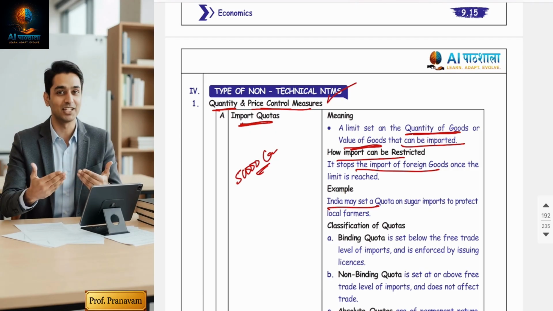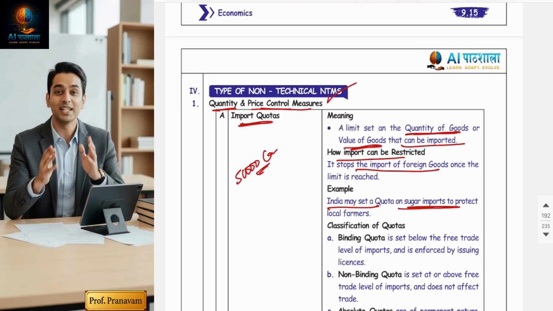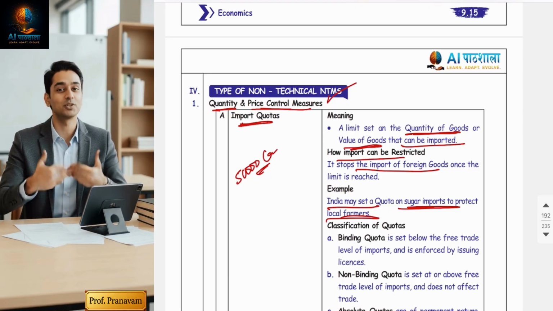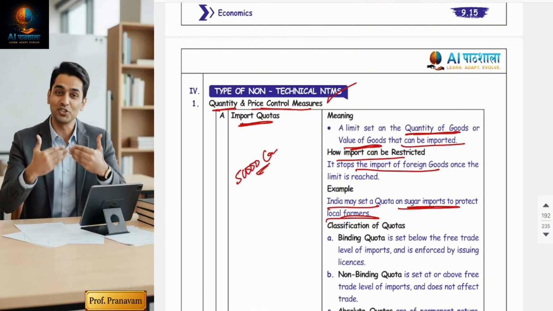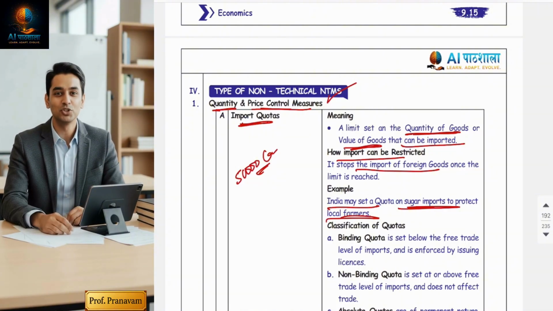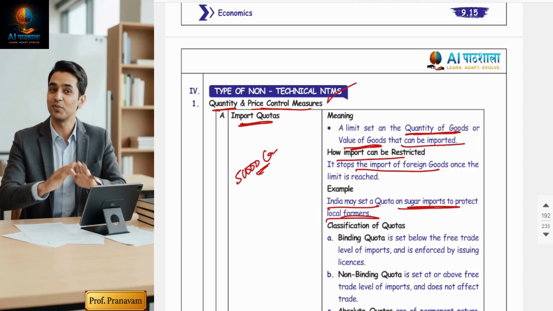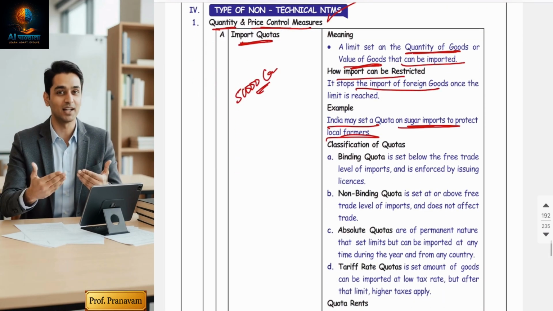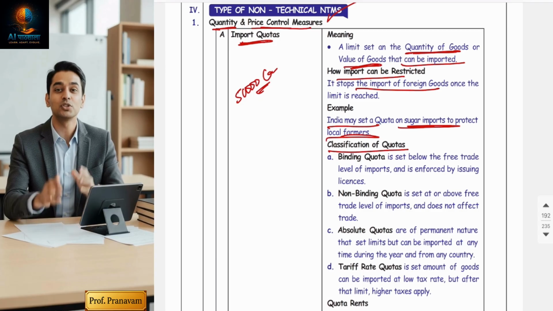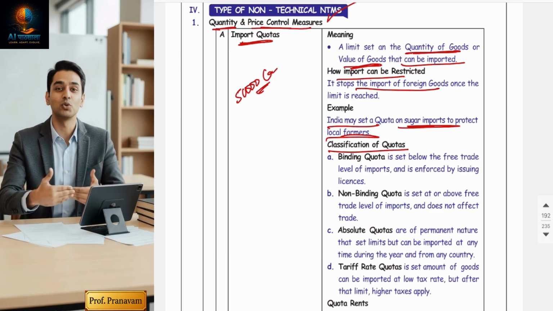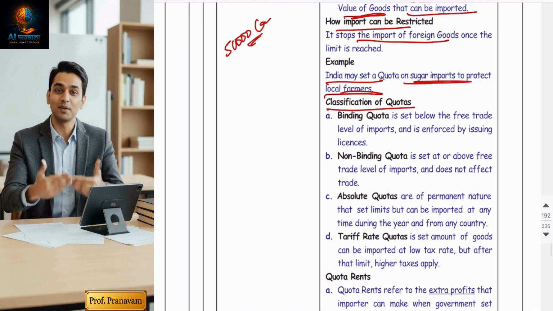You can take an example. India may impose a quota on sugar imports to protect local farmers and to prevent a fall in domestic prices. The basic idea of an import quota is just to save the interest of the domestic producers and to control the supply in the market. Okay, classification of quota. What kind of quotas can the government impose to restrict the import? There are approximately four types of quotas.